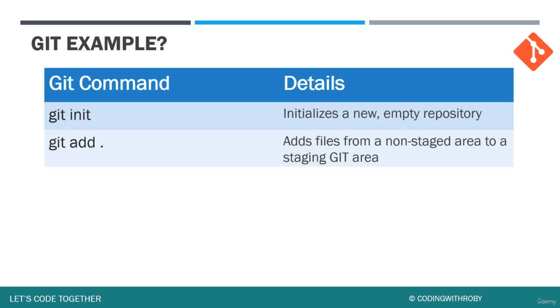To stage the files, or in other terms allow Git to do a temporary snapshot, we will be using the git add dot command. This will add all files of the application from a non-staged area to a Git staging environment.